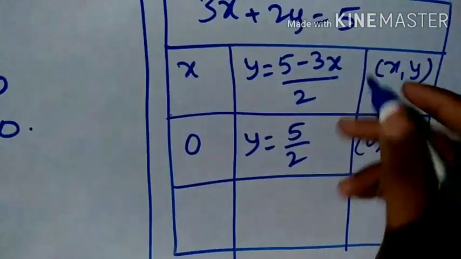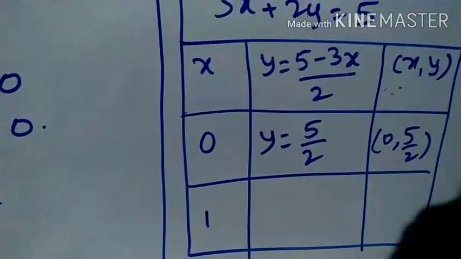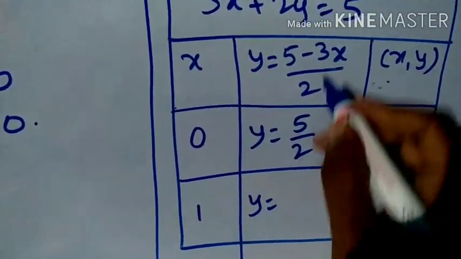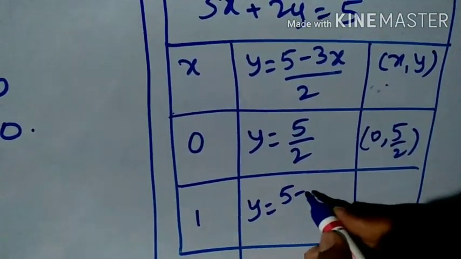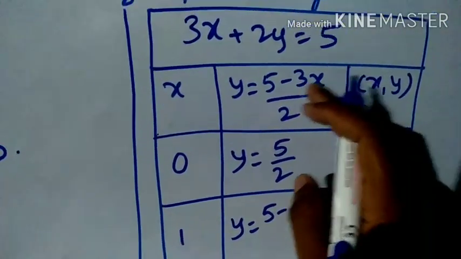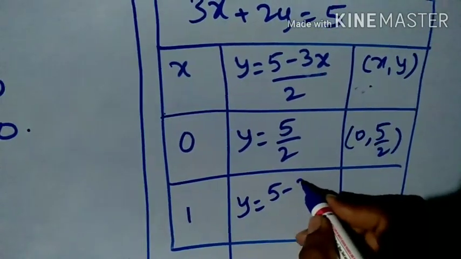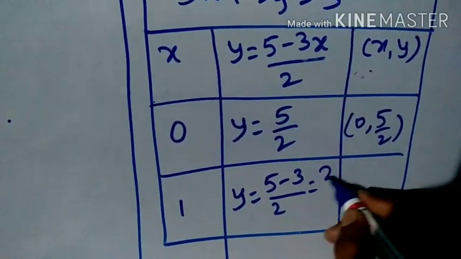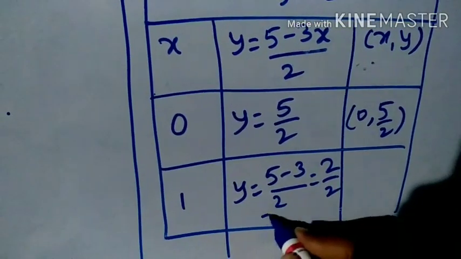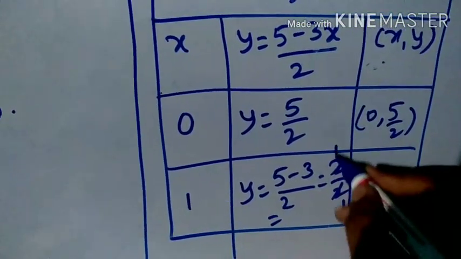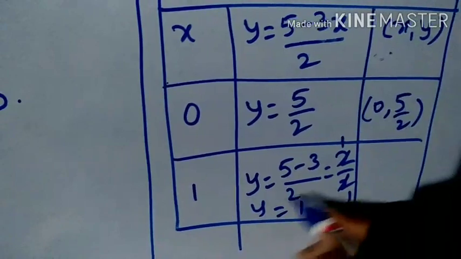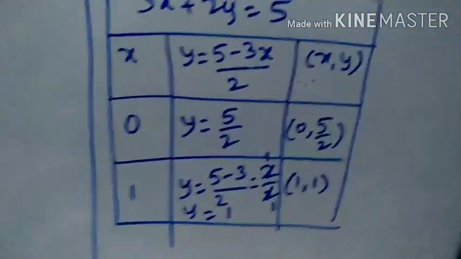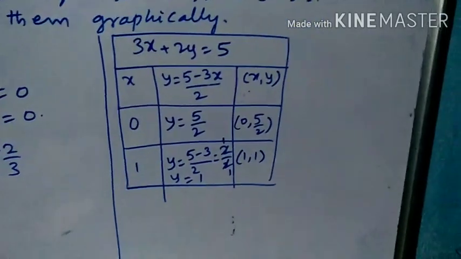Next take 1. So for 1, y is equal to 5 minus 3 into 1, 3 by 2. So 5 minus 3 is 2, by 2. 2 by 2 value is 1. So it is 1 comma 1.